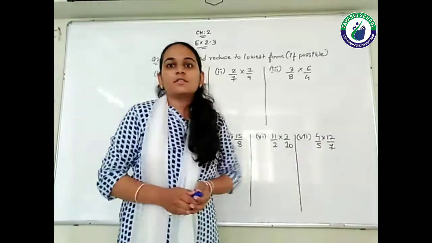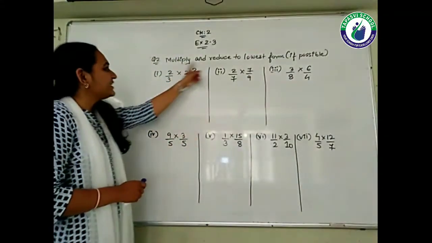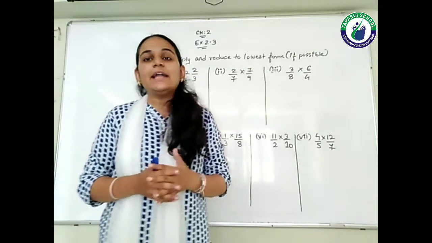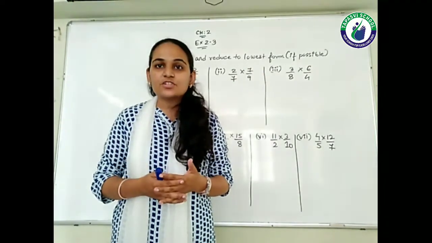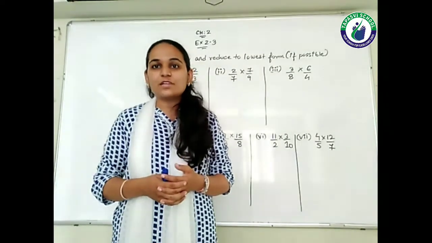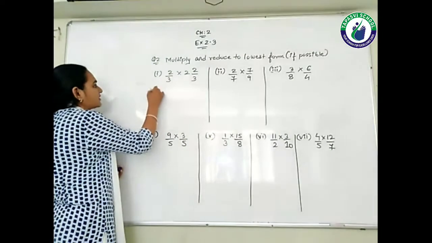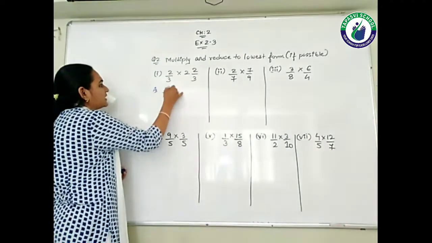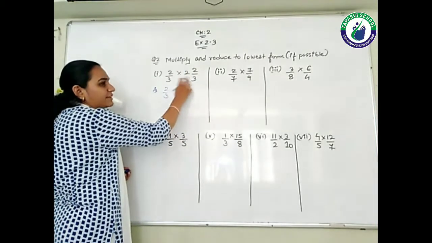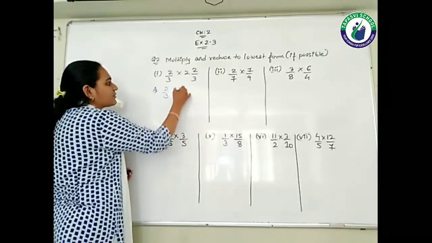Is it okay, students? Okay, students, now let's see question number 2, that is multiply and reduce to the lowest form. That means first we have to multiply it, and if the answer comes as an improper fraction, then you have to convert it into a mixed fraction. Is it okay, students? So let's see here. So 2 by 3 multiplied by 2 3s are 6 plus 2. This is a mixed fraction, so I need to convert it into an improper fraction. 2 3s are 6 plus 2, so 8 upon 3.